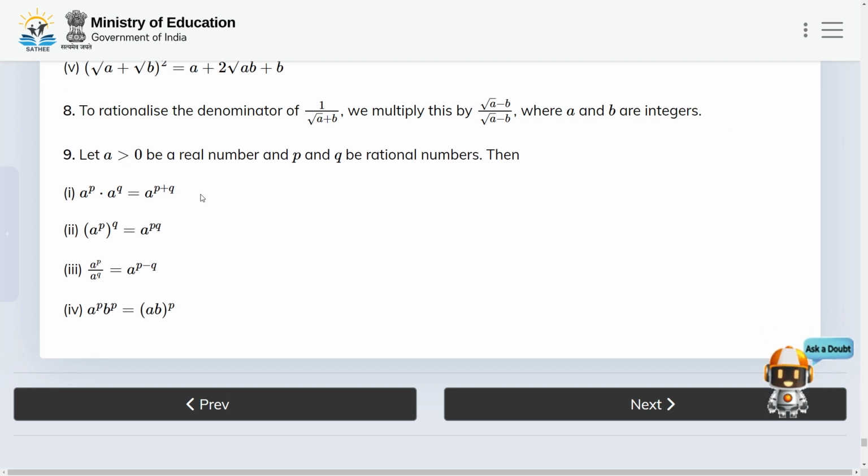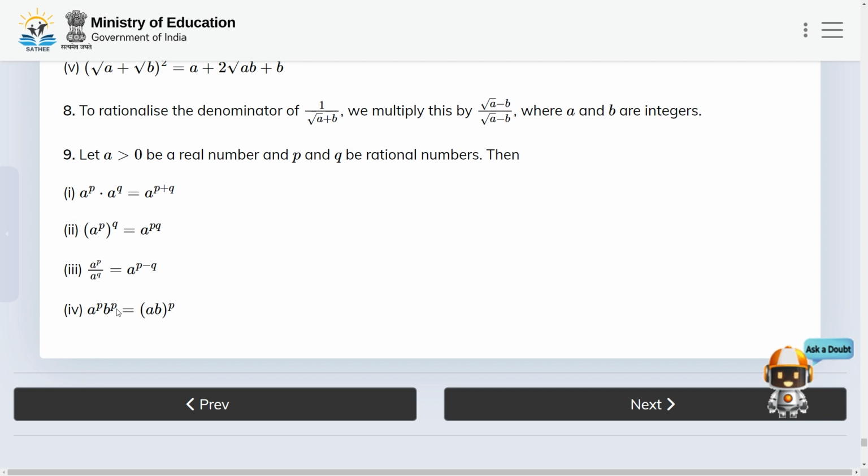And 9th point we have studied in this chapter, let A be greater than 0, a real number, and P and Q be rational numbers. Then A to the power P into A to the power Q is equal to A to the power P plus Q. And A to the power P whole to the power Q is equal to A to the power PQ. And A to the power P by A to the power Q is equal to A to the power P minus Q.